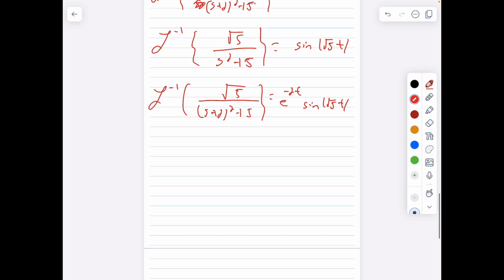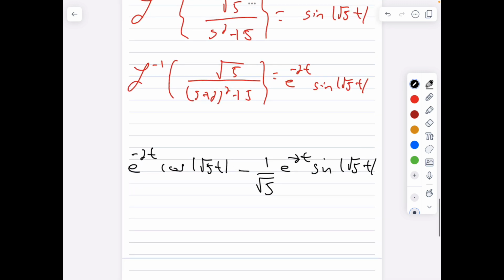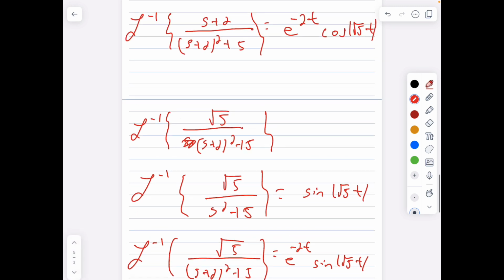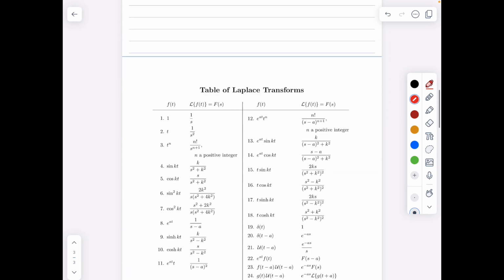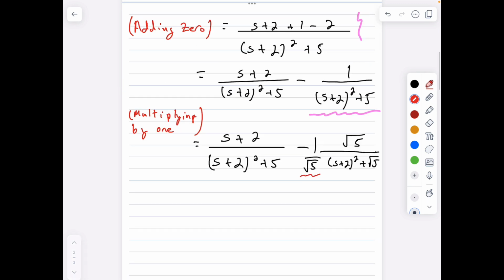Now, our final answer is going to be e to the minus 2t cosine root 5t minus 1 over root 5 e to the minus 2t sine root 5t. That is our final answer. Now that 1 over root 5 that you see here is coming from the 1 over root 5 we had here originally in our problem. That's where it's coming from.